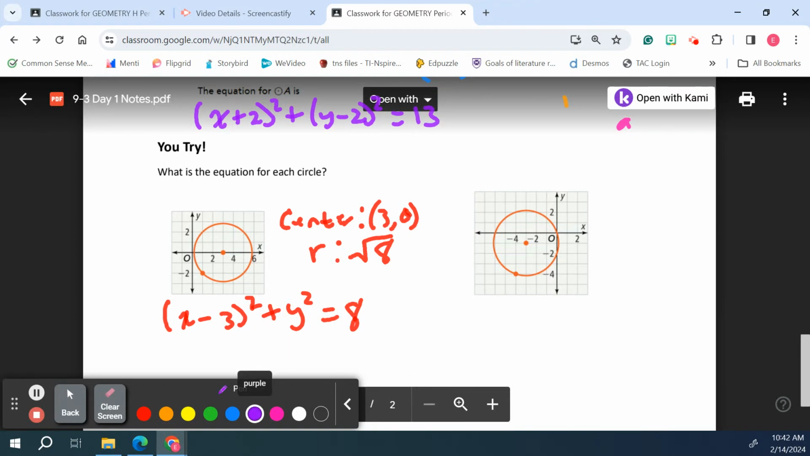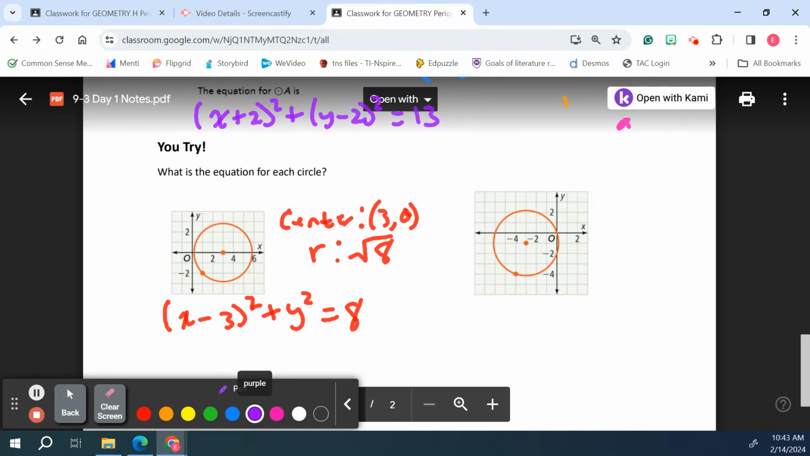Questions on this one before I move on. How do we do on the radius part with the distance formula? Pretty good? Okay. Are we understanding the distance formula? Because there's a lot of distance formula on this next test. That's why I'm asking. Okay.